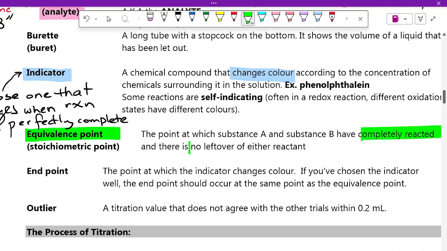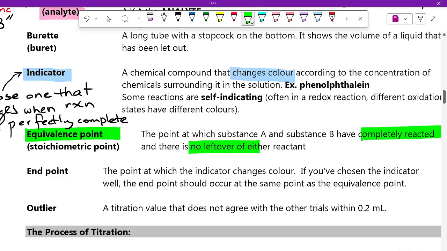Completely reacted, no leftover. It's also known as the stoichiometric point, which means that you have perfectly fulfilled the stoichiometry. If it was a 1-to-2 ratio, you provided one of these and two of those and they reacted completely. If it was 1-to-1, you provided one of these and one of those and they reacted completely. If it was 2-to-3, you provided two of these and three of those and they reacted completely. No excess. That is your equivalence point. That is your stoichiometric point.